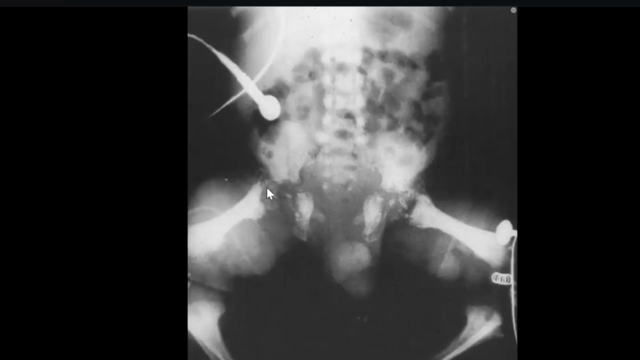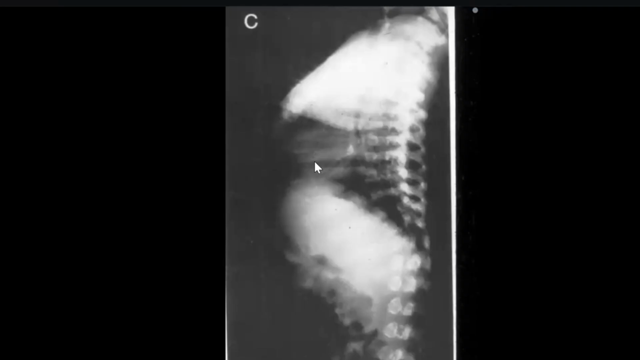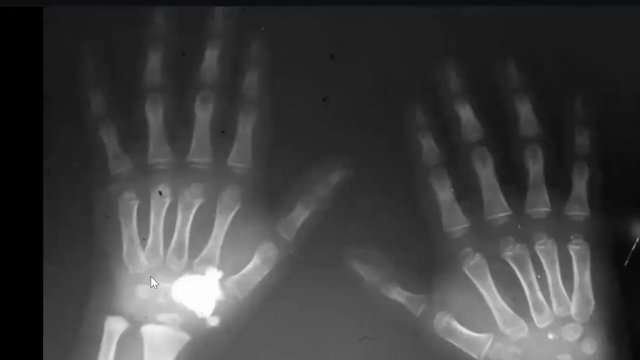This is punctation of the epiphysis. See? And there are multiple platyspondyly. Flat, flat, most of it are flat. Okay, my colleague. And also here, some punctation. So the diagnosis is chondrodysplasia punctata.